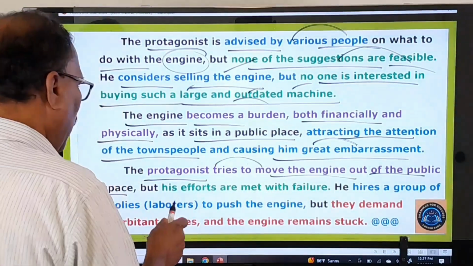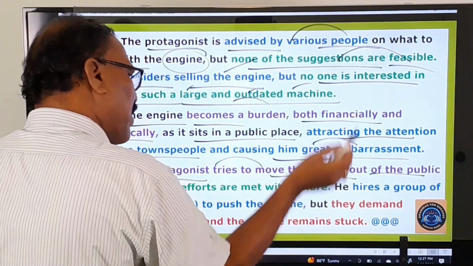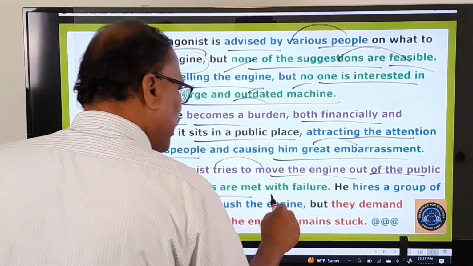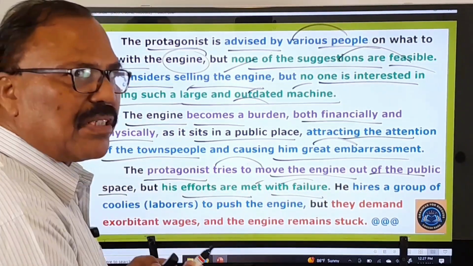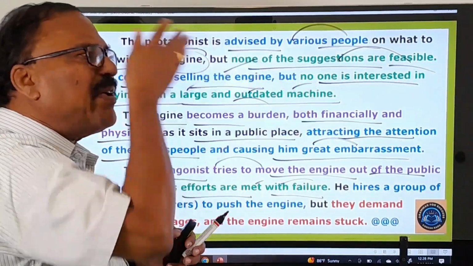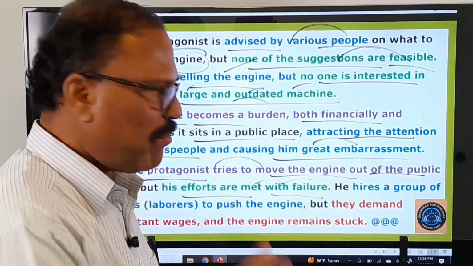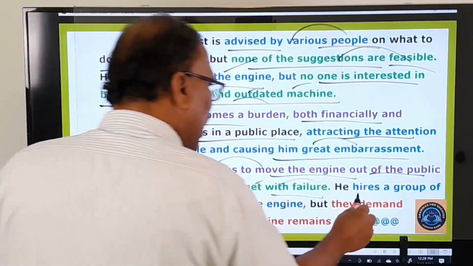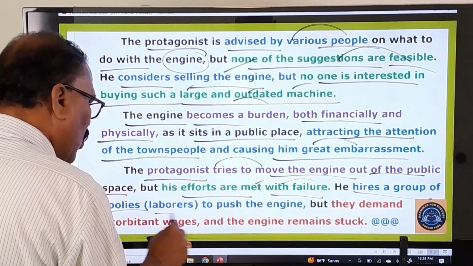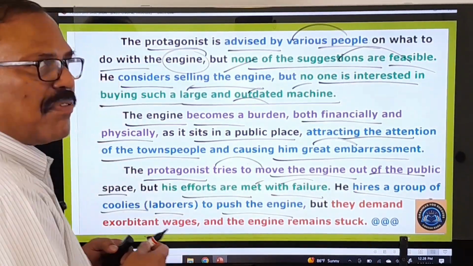Therefore, he wants to move that engine from that place, and his efforts are met with failure. His efforts to move that engine from its present position have failed totally. All his efforts failed. He hires a group of coolies or laborers to push the engine. First of all, what did he do?